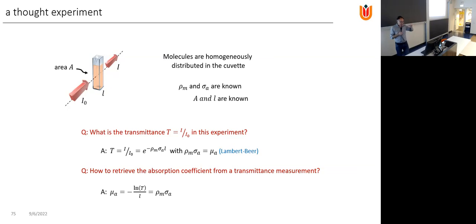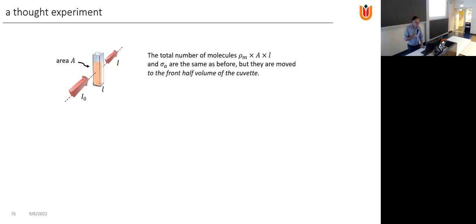Okay, this was too simple. Now let's make it a little bit more difficult. So let's say by some kind of magical trick, we were able to push all the molecules in the cuvette to the front side in such a way that they take up the first half of the cuvette. So we had a cuvette where the molecules were all homogeneously distributed, but now by some magical thought experiment, we are able to push the molecules to the front half of the cuvette.